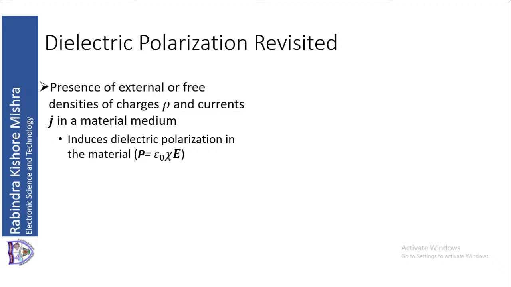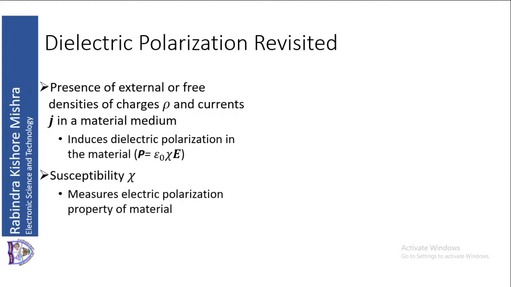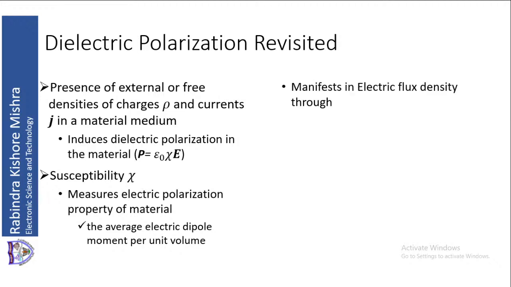That is defined as epsilon 0 into Chi into E, and Chi is called the susceptibility. So capital P is equal to epsilon 0 Chi E. Chi is the susceptibility, and in physical terms, it gives a measure of the electric polarization property of the material. By definition, this is the average electric dipole moment per unit volume. So susceptibility is the average electric dipole moment per unit volume.